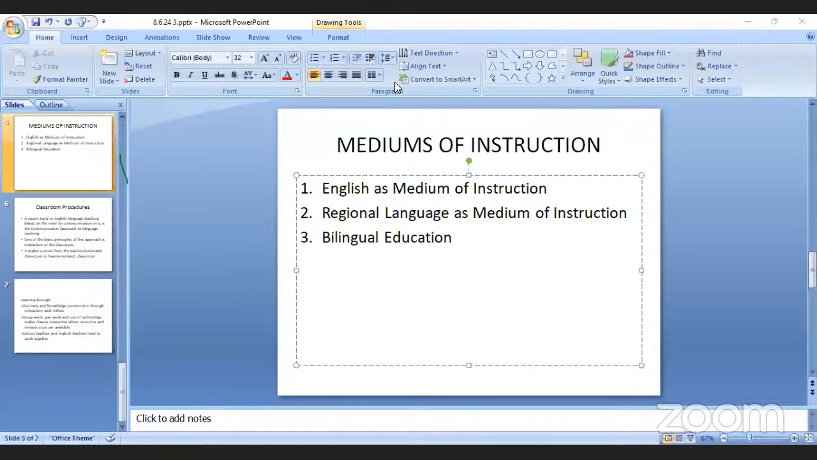So we understand this. One of the basic principles of this approach is interaction in the classroom. How can we improve our communication? Only by interaction, right? This aspect makes a teacher-centered classroom a learner-centered classroom. Right? We understand this.